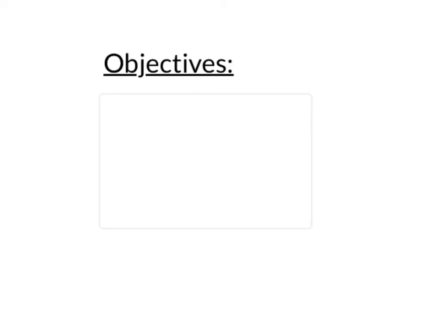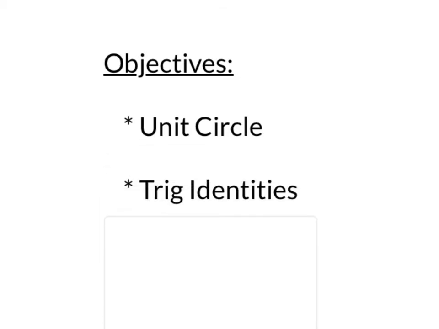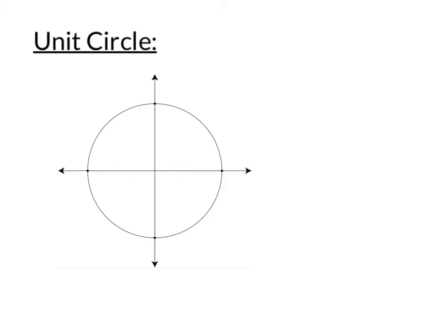Alright, in this third video, we're going to take a look at a couple of trig ideas again. First of all, we're going to look at the unit circle and identifying a point on the unit circle. And also look at some trig identities and how to simplify some expressions using those trig identities. So let's start with the unit circle.